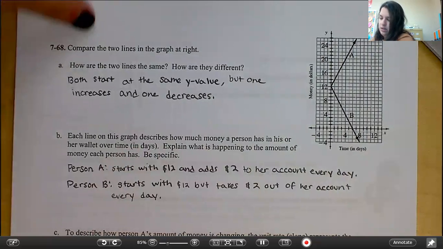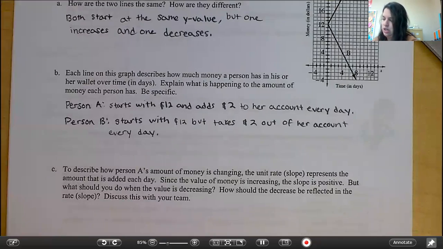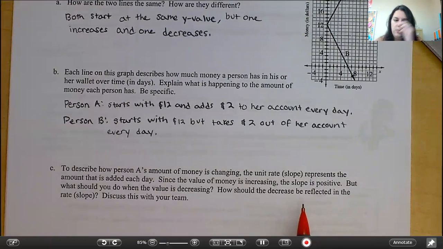So part C says, to describe how person A's amount of money is changing, the unit rate, slope, represents the amount that is added each day. Since the value of money is increasing, the slope is positive. But what should you do when the value is decreasing? How should the decrease be reflected in the rate, slope? Discuss this with your team. So go ahead and pause the video and answer part C.